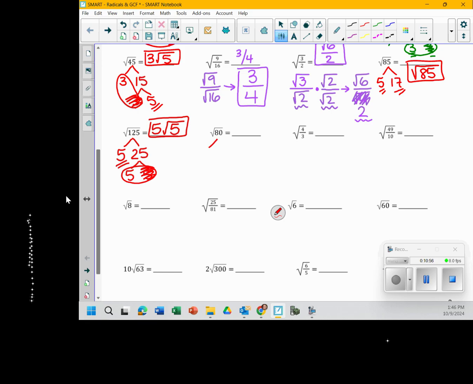For 80, I look at 80 and I automatically think 4 times 20. So I'm going to change my approach on this. Okay. So 80 is 4 times 20. 4 is the same thing as 2 times 2. There's a pair. 20 is 4 times 5. But again, 4 breaks down to 2 times 2. So I have a 2 and another 2 coming out. 2 times 2 is 4. I have this 5 staying in. 4 square root of 5.